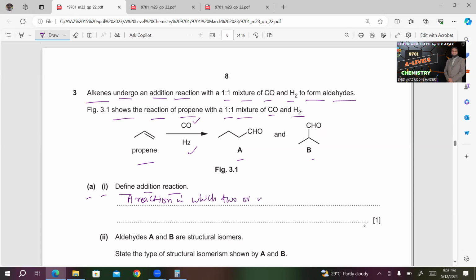A reaction in which two or more compounds react to form one product. Now for compounds, you can even write molecules, or even reagents.